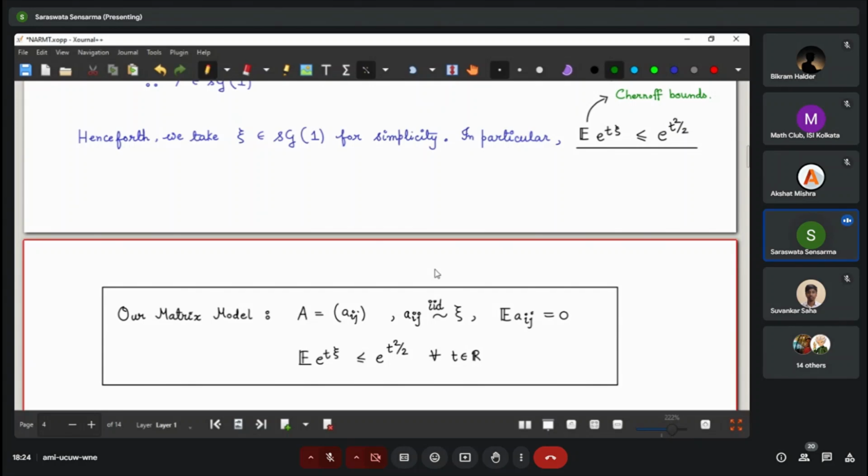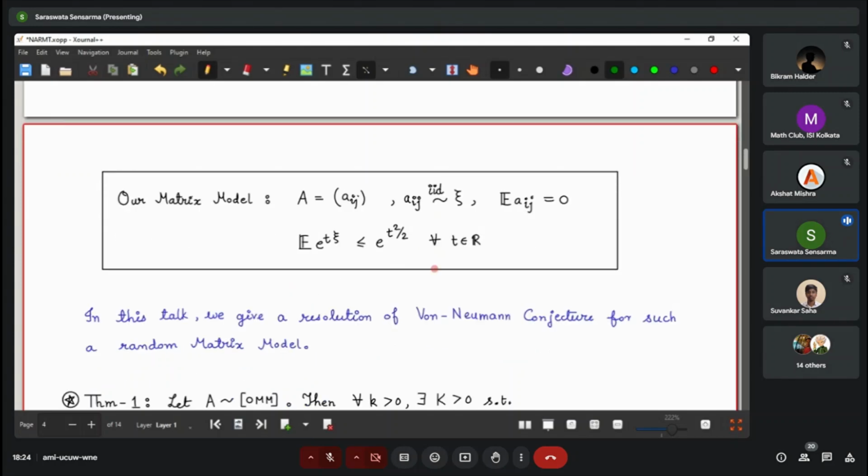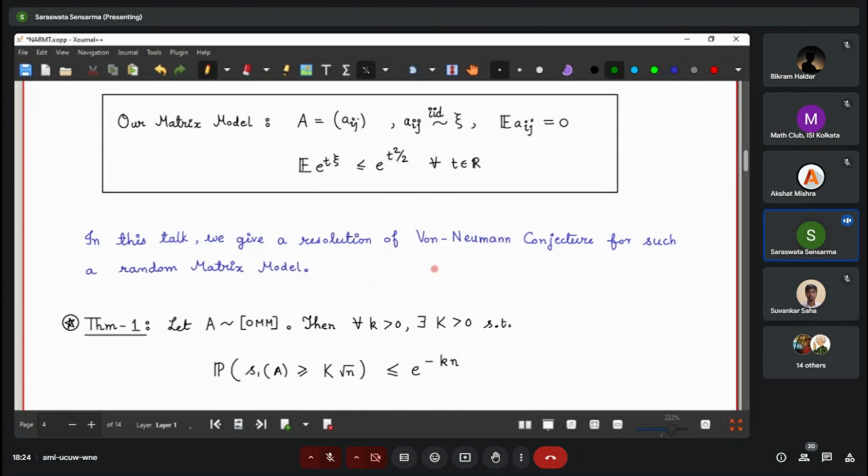So this is our matrix model. Our random matrix looks like this: Aij. The Aij's are all IID, with this random variable xi. It's a bit atypical to use a small letter as a random variable. We generally prefer capital letters, but bear with me. Where the expectation of all the Aij's is 0, and the xi that we are dealing with is a sub-Gaussian 1 random variable. So we will now give a resolution of von Neumann's conjecture and describe what we mean by typical and atypical values.